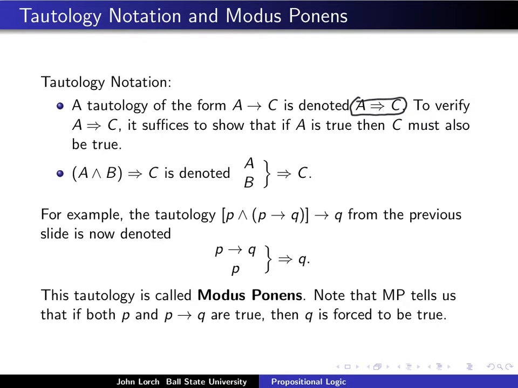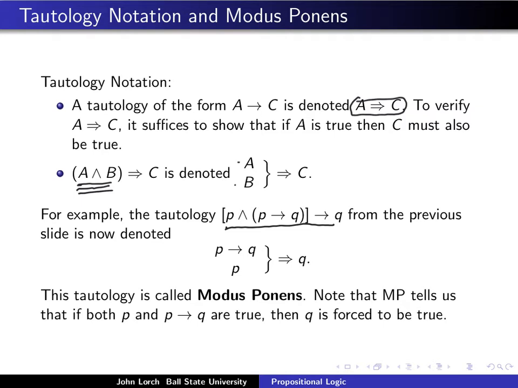Now, sometimes these if-then tautologies involve and statements at the beginning, like A and B. And historically or commonly, those statements are listed vertically like this. Now, I know that seems like a waste of space on a page, but that is the convention for how these are denoted. Okay, so you might recall from the previous slide that we verified that this statement is a tautology, and in our new notation, we would indicate that like this.